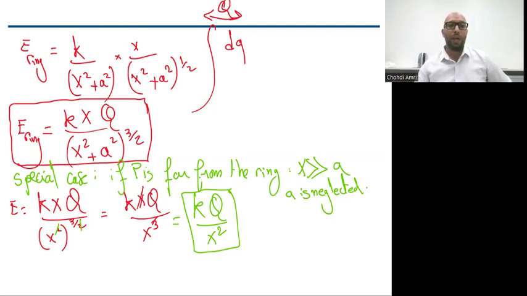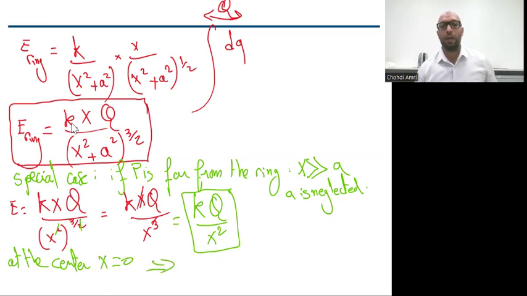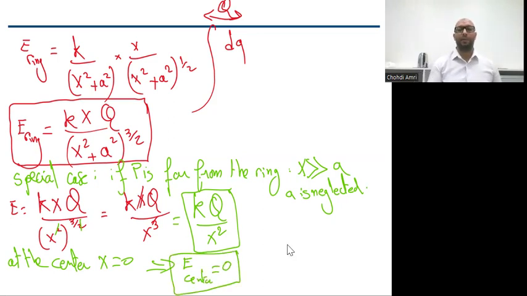The second special case is at the center of this ring. At the center, x equals 0. That means E at the center equals 0. And we are done with this example. I think it's easy and it's also clear.